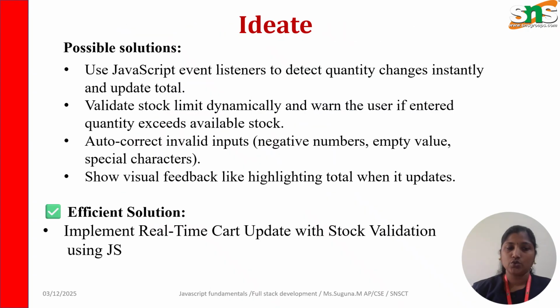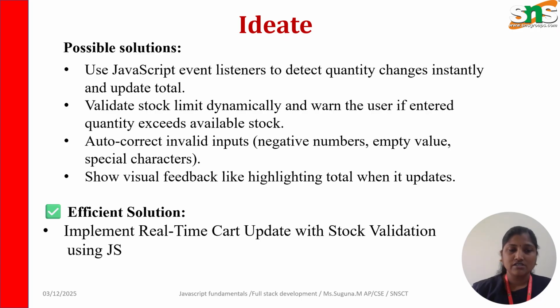So let's move on to ideate. Now let's think about the solutions. Here are some possible ideas. We can use JavaScript event listeners, we can validate the stock dynamically, we can auto correct invalid values, and we can give visual feedback when the total updates. These are all the possible solutions to the problem stated. From these solutions we have to pick the best solution to go for prototype development.